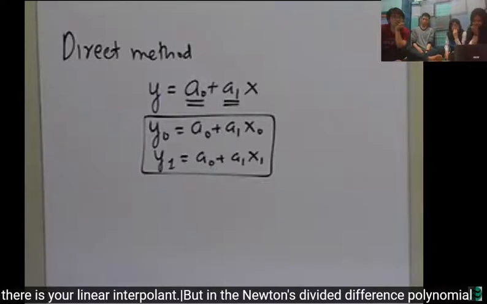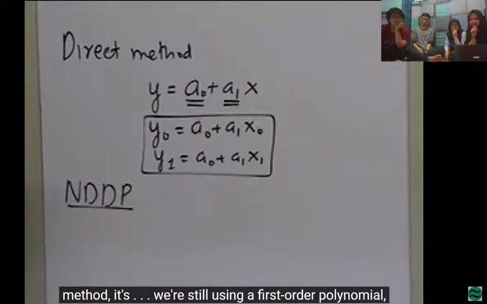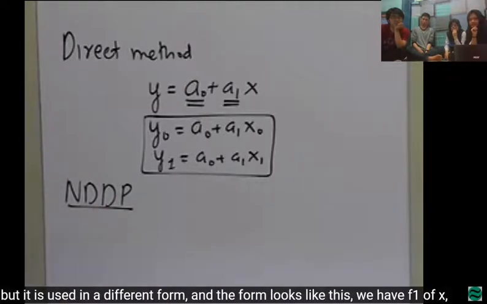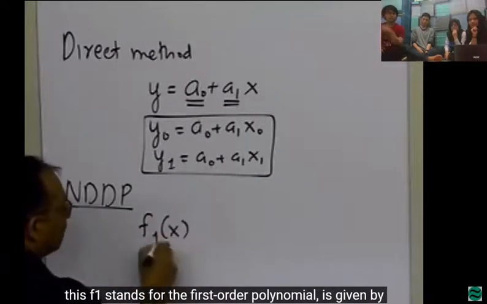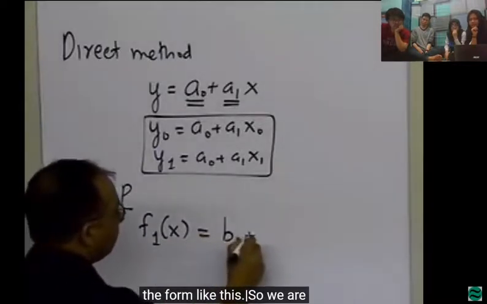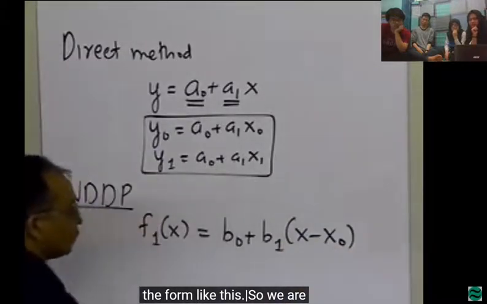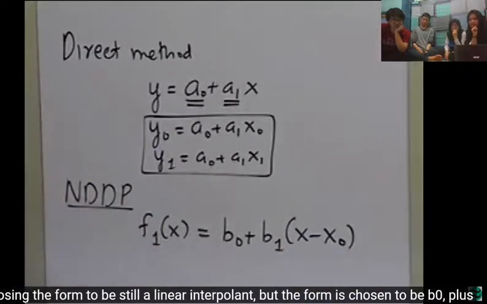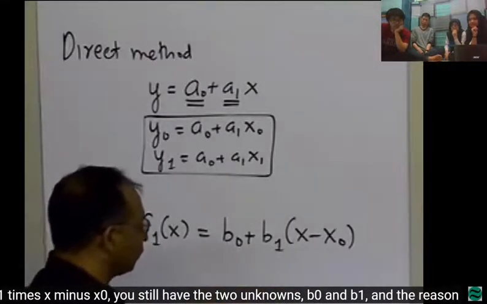But in the Newton's divided difference polynomial method, we're still using a first order polynomial, but it is used in a different form, and the form looks like this. We have f sub 1 of x. This f sub 1 stands for the first order polynomial, given by the form like this. So we are choosing the form to be still a linear interpolant, but the form is chosen to be b naught plus b1 times x minus x naught. You still have the 2 unknowns b naught and b1.